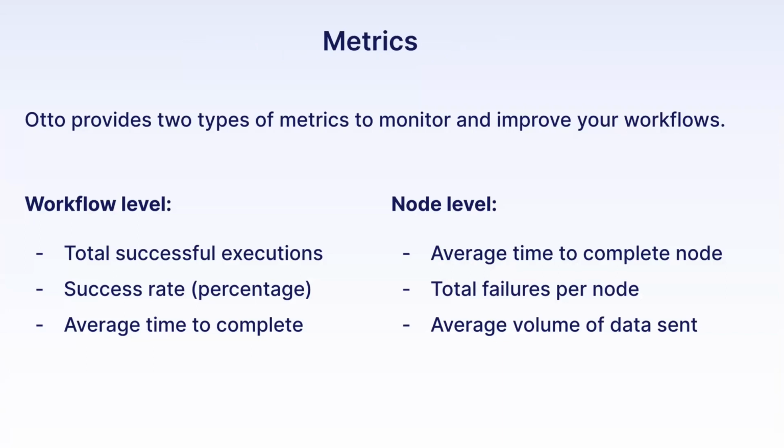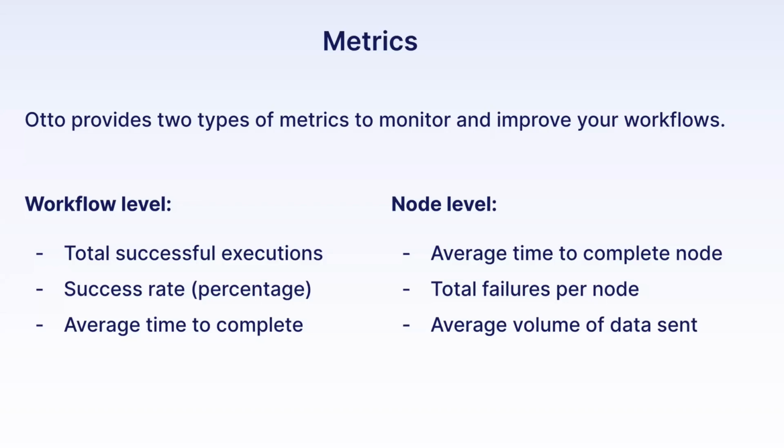And so closely related to logging are metrics, and Otto tracks several kinds of metrics about workflow execution to allow users to further fine-tune them. And we track two types of metrics. One is at the workflow level for the entire workflow, such as the number of successful executions, percentage of executions that were successful, and how long the entire workflow took to complete. For instance, if a user notices a workflow is unusually slow, they can go investigate.